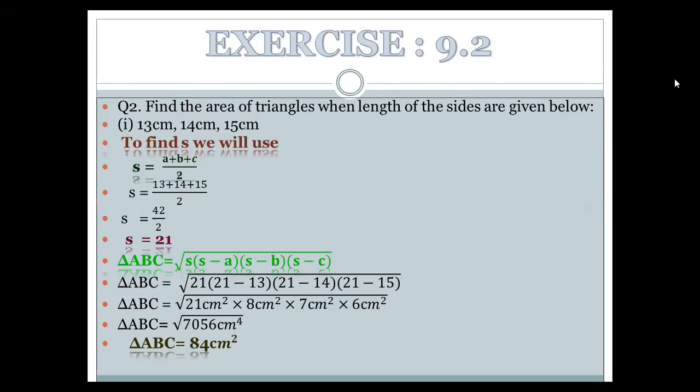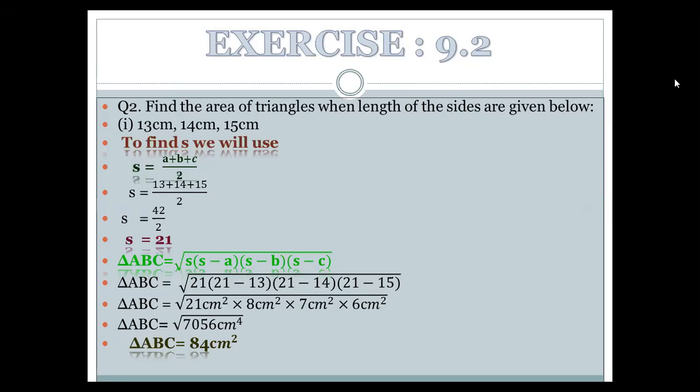You see there, I write a small triangular sign with ABC. This mentioned the area of the triangle. This small triangle is called the area of the triangle, and also we say it delta, del ABC. So three sides are given. They don't mention which one is A, which is B, which is C. You can take A is 13, B is 14, and C is 15.